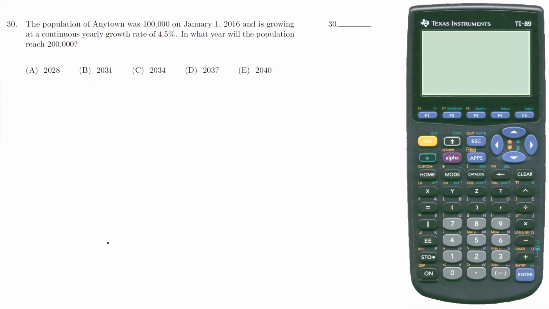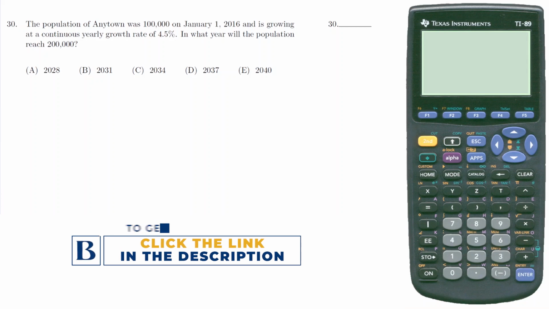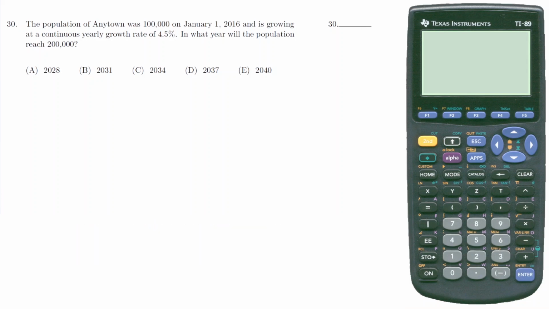The population of a town was 100,000 people on Jan 1, 2016, and is growing at a continuous yearly growth rate of 4.5%. At what year will the population reach 200,000? The first thing, although it's a calculator question, you have to set up the equation. So we have to say that 200,000 is equal to 100,000 multiplied by 1 plus 0.045 to the power of t. And this is the equation that we have to solve.